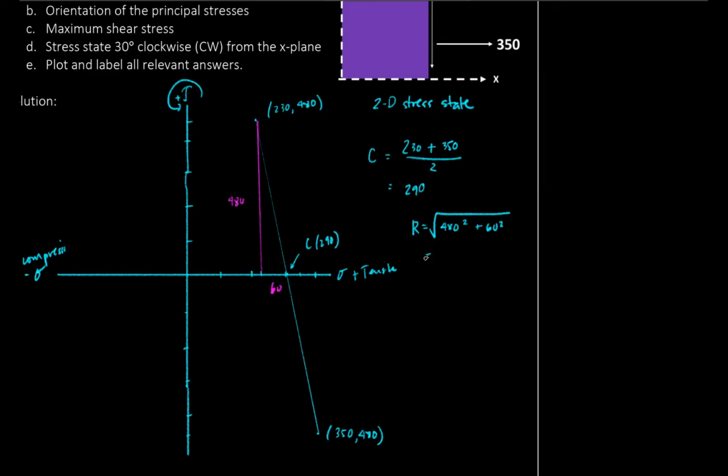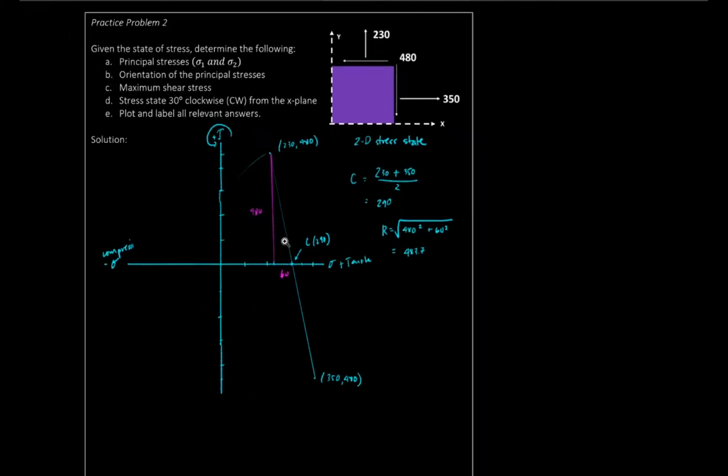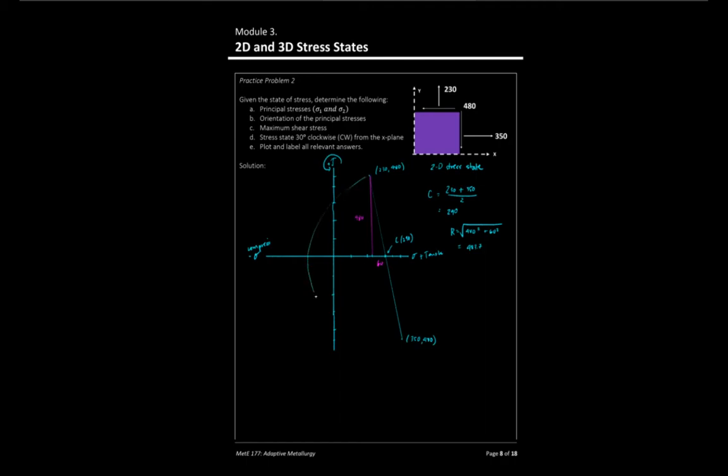Okay, so we need the radius so that we can compute the principal stresses now. If we have 480 squared plus 60 squared, then we have a value equal to around 483.7. Okay, so if we want to get the principal stresses, then we just do it using Mohr's circle, no? And let me zoom out, something like that, and something like that.